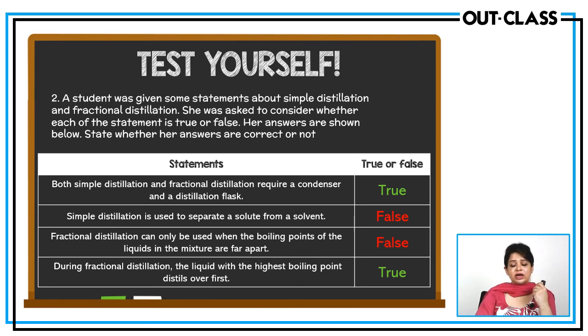Next, during fractional distillation, the liquid with the highest boiling point distills over first. उसने इसको true लिखा हुआ. Is it true? पहले high boiling liquid होता है? No, it's also wrong. False. First, the lower boiling liquid distills. Obviously, पहले temperature नीचे से rise कर रहा है. So first comes the boiling point of the liquid which has lower boiling point, and the temperature will become fixed as long as that liquid is being distilled. Once that liquid has distilled, then the temperature will start rising for the second liquid. So this is also wrong. ये false है.